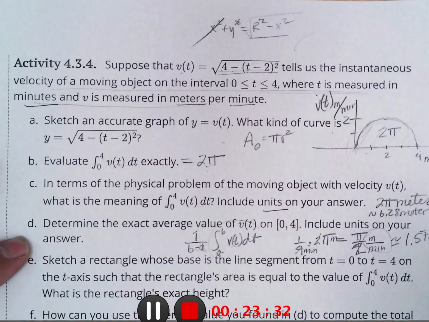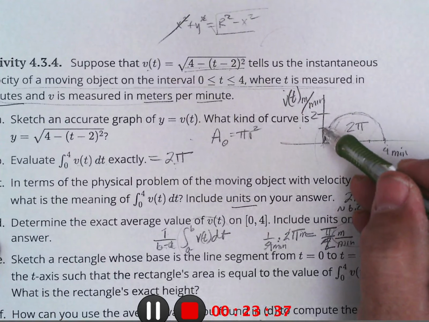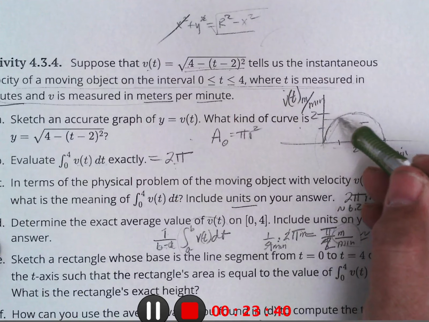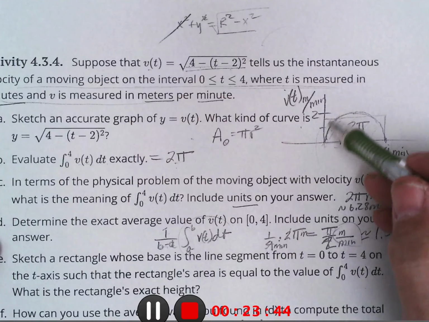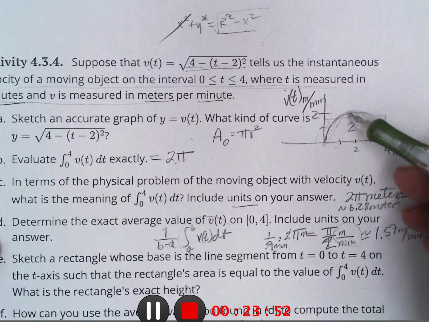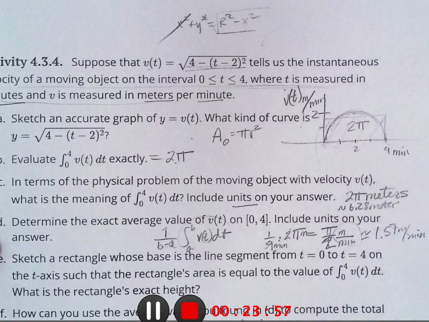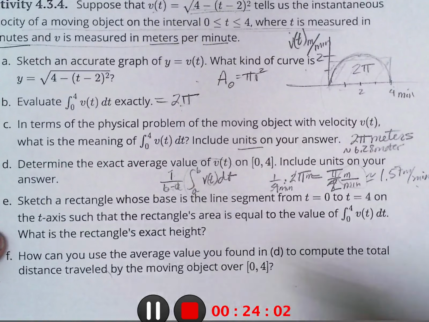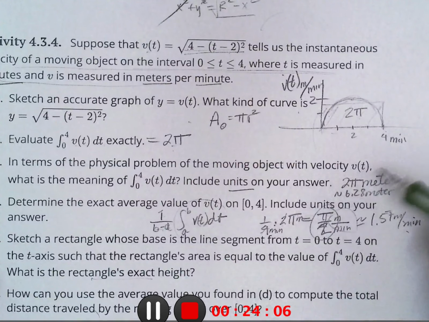So if I go back to my graph and draw a rectangle at 1.57, that rectangle should look like the area under it is equal to the area under this semicircle. So there's some extra here that will fill here and some extra here that will fill there and make it equal. So what is the exact height of the rectangle? It's pi over 2 meters per minute.